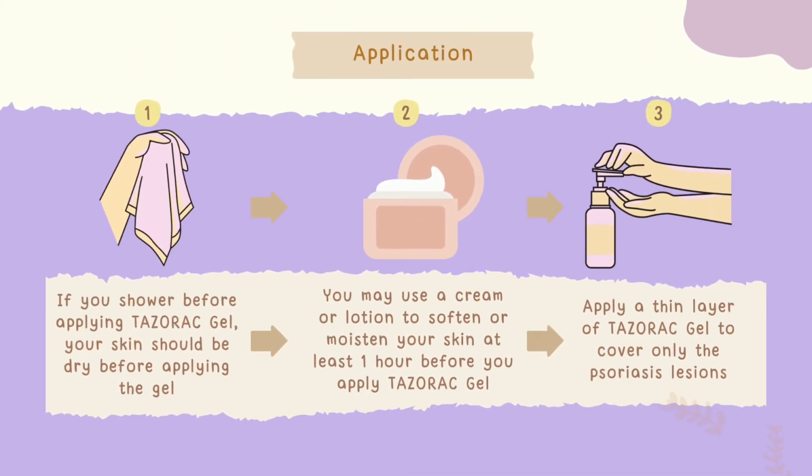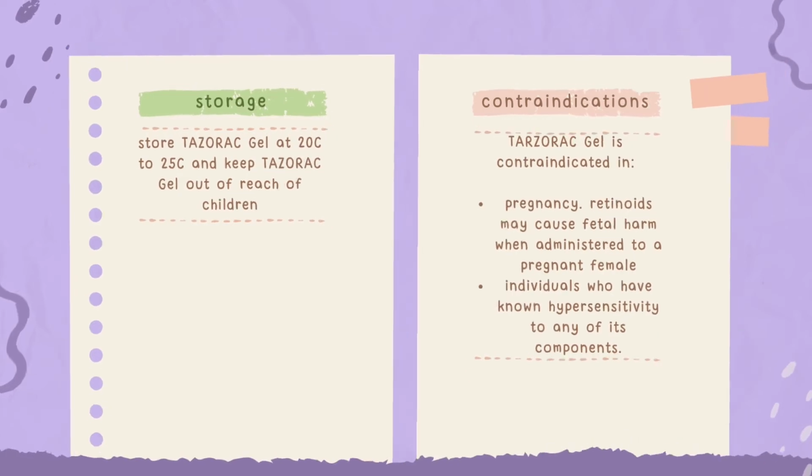How do we apply Tazarotene gel? Firstly, if you shower before applying Tazarotene gel, your skin should be dry before applying the gel. Then, you may use a cream or lotion to soften or moisten your skin at least 1 hour before you apply Tazarotene gel. Lastly, apply a thin layer of Tazarotene gel to cover only the psoriasis lesions. How do we store Tazarotene gel?